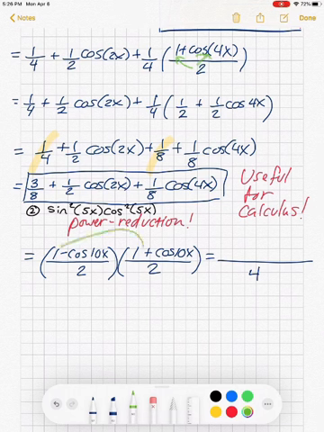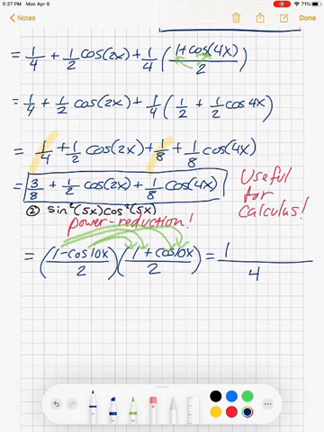Okay, so the good news there is I actually have a difference of squares because look, I get a 1, then I get plus a cosine of 10x, minus a cosine of 10x, which actually cancels. And then minus a cosine squared of 10x. Difference of squares, right?